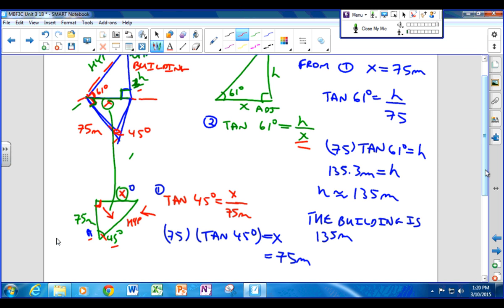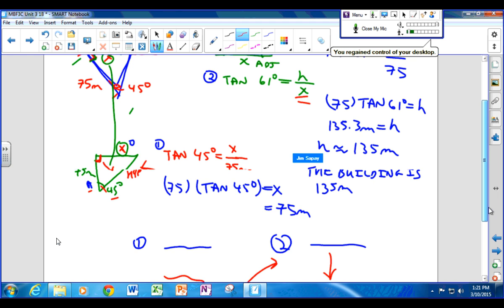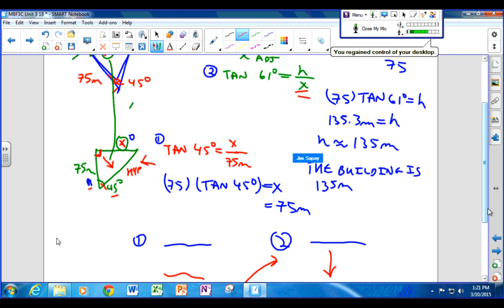Now let's take a look at the answers. Unit 3 support question. What was this one anyway? This was question 3. Support question 3, Lesson 14. Support question 3 answer: 35.3 meters. So they didn't round to the nearest whole unit. I think that's perfectly fine.